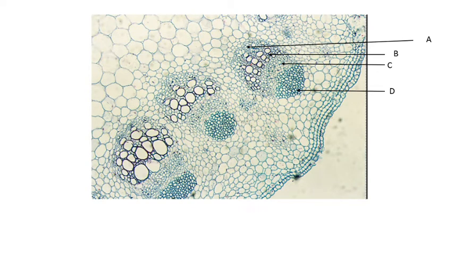The next layer along will be the cambium, which is the meristematic tissue that gives rise to and differentiates into the xylem, and the C, which is the phloem. And on the outside, you have this strengthening tissue called sclerenchyma.